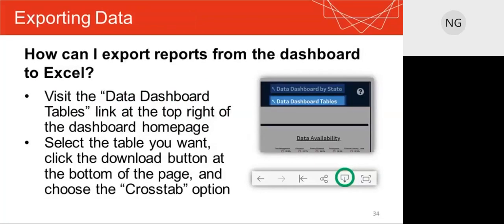Similar question, how can I export reports from the dashboard to Excel? This has one extra step, which is going to the home page of the data dashboard, and at the top right, clicking the blue Data Dashboard Tables button, as shown on the right here. That will take you to another page where you can select the table that you want to download, and from there, you can scroll back down to that same download button we used before, only this time, instead of selecting image or PDF, you can select Crosstab, and that will produce an Excel file.